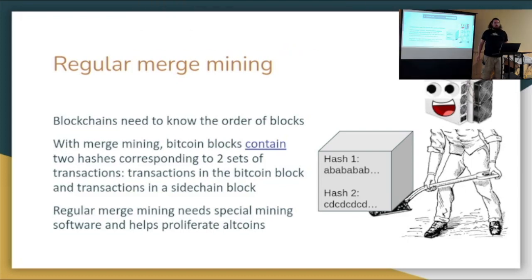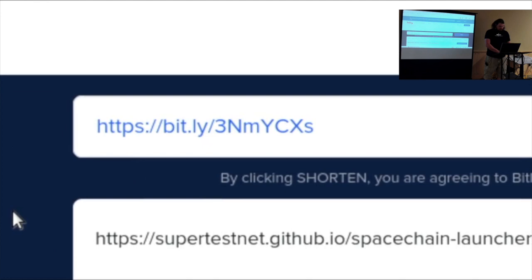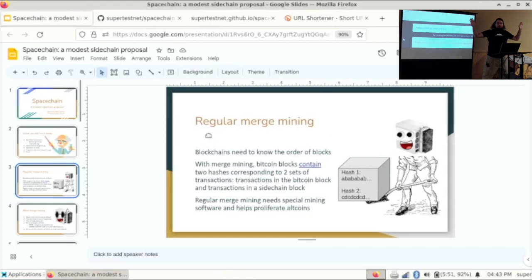Let me know if anyone needs that URL. You need the URL? Yeah. This was a bad decision. Make it a QR code. Is it on Replit or a QR code? Yeah, it's also on Replit, but I don't know how to go to Replit. Okay, I know. So if anyone wants to take a picture of that, then you can share it with other people so that you can all find this. This is where we're going to go at the end of the slides. Also, github.com/supertestnet. You can go there and then search for Spacechain, and that'll help you find it. Okay, we're all good? Everyone found what you need?